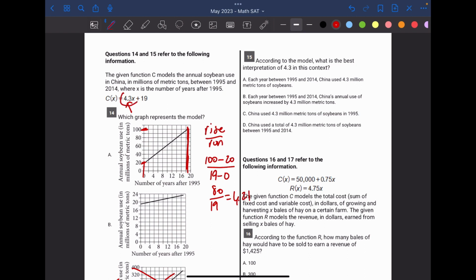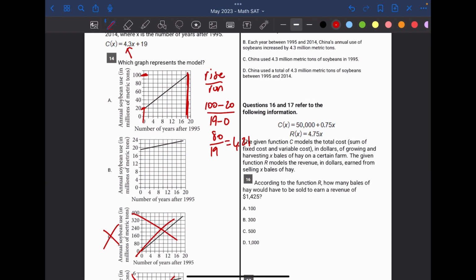So that's the slope of the first one. It's already pretty close to this one, so that is kind of a sign that it might be A. And then for B, let's do the exact same thing. I'm going to write this over here smaller, 4.21. For B we have the exact same thing, so rise over run again.